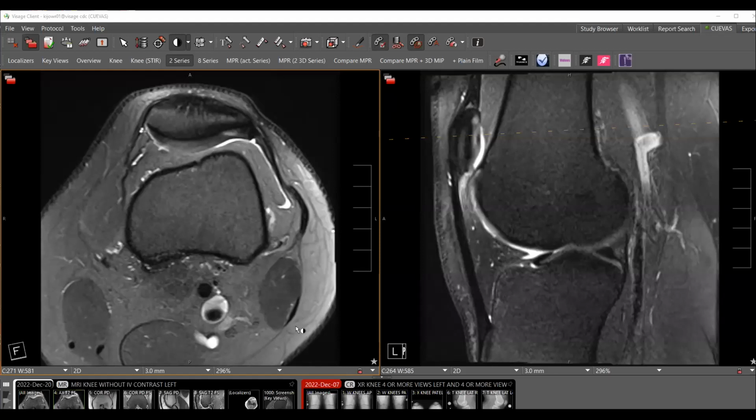Now I would like to discuss the appearance of degenerative cartilage lesions on MRI. This first example of a degenerative cartilage lesion is a cartilage fissure. I would describe this as a full thickness, obliquely oriented, fluid-filled cartilage fissure on the lateral patellar facet.